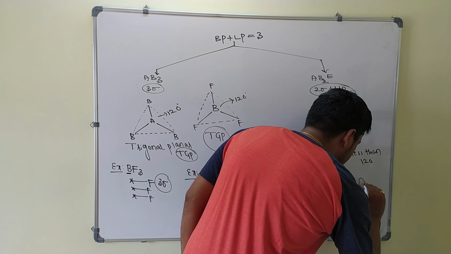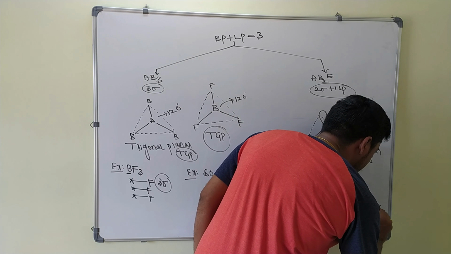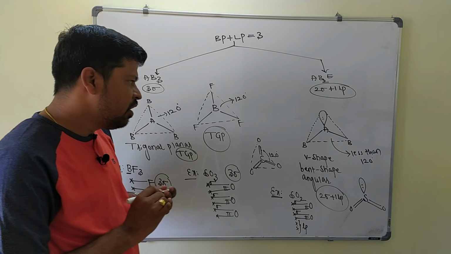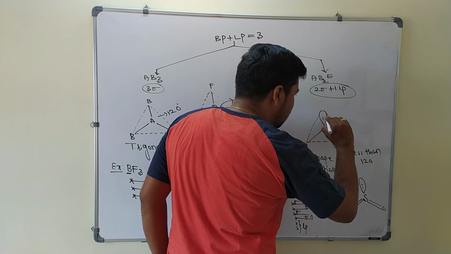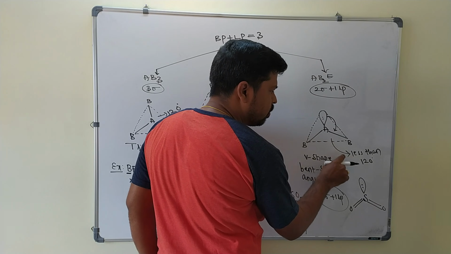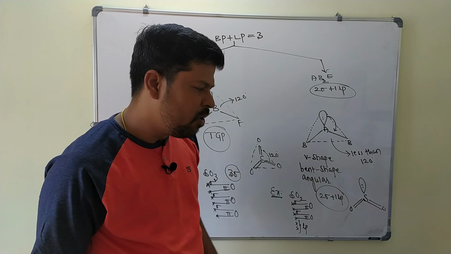You can write like this. This is the lone pair of electron as it is, and you can write a double bond with oxygen, and this is the double bond with the oxygen. And another point you have to concentrate here, due to increased repulsion among this lone pair of electron and the bond pair of electron, here the bond angle is what? Less than 120. Here also the bond angle will be less than 120.